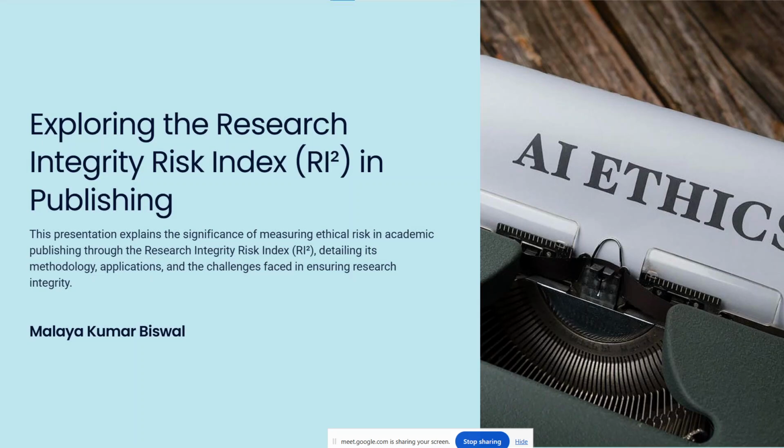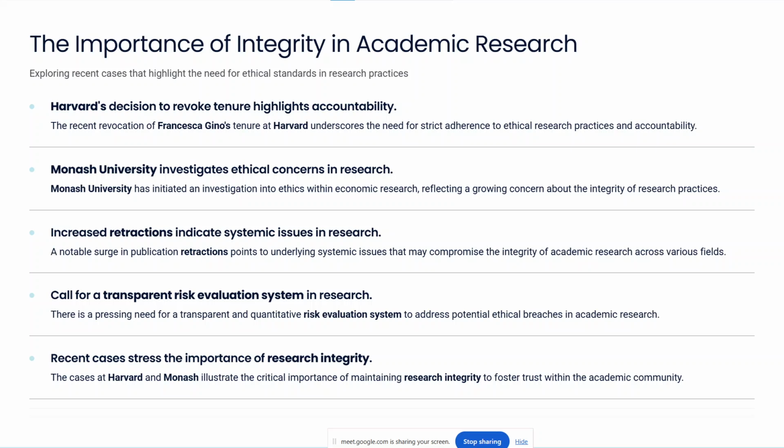So let me explain. The topic is research integrity and risk index, RI square. What's the importance of this RI square in academic research? I hope you know that today each and every university is evaluated based on research outputs, in terms of research publications and the number of patents filed.